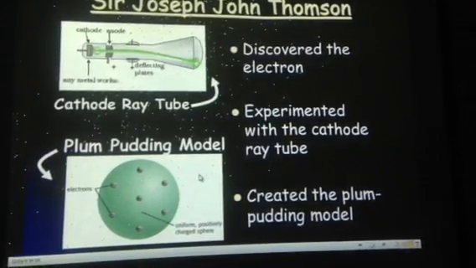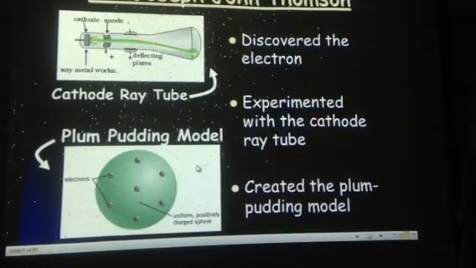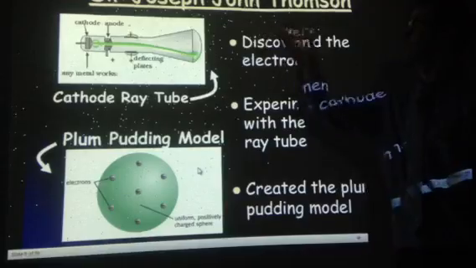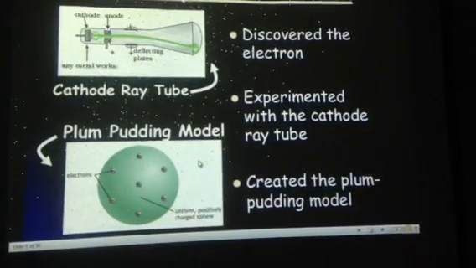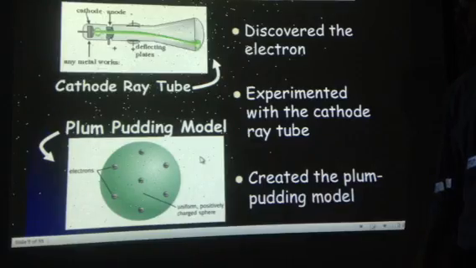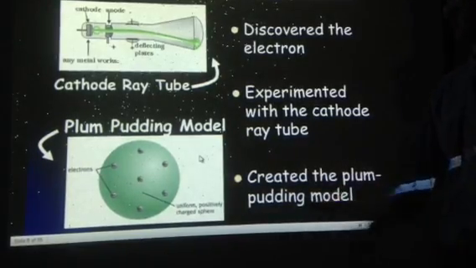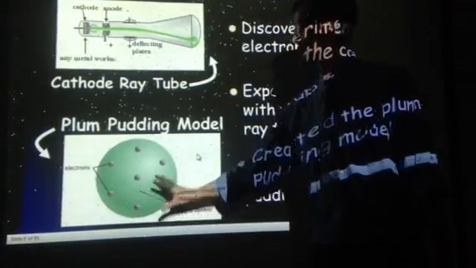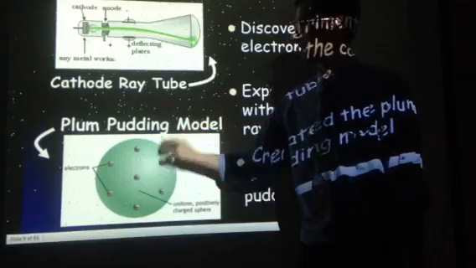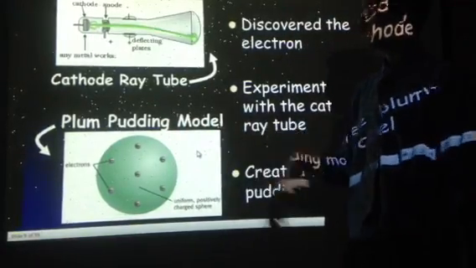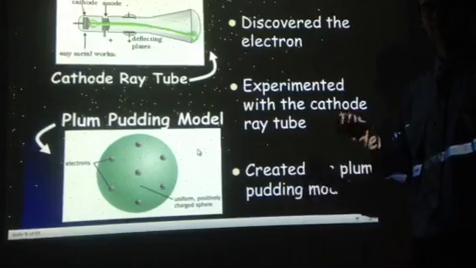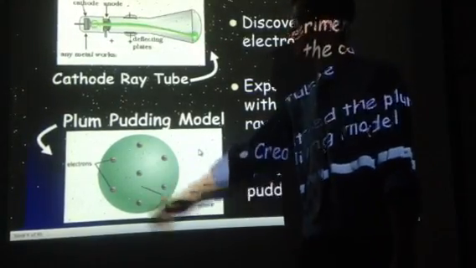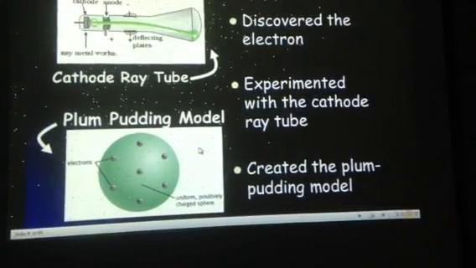He experimented with cathode ray tubes, so you just need to associate the idea of a cathode ray tube with Thomson. And he created what is called the plum pudding model. So he had no idea there was a nucleus, but he knew that there were electrons. So he had an atom with electrons kind of plumped in there like plums in a plum pudding. I've never eaten plum pudding, but I assume it's a pudding with plums on top. So I guess that's what his sort of vision of it was.